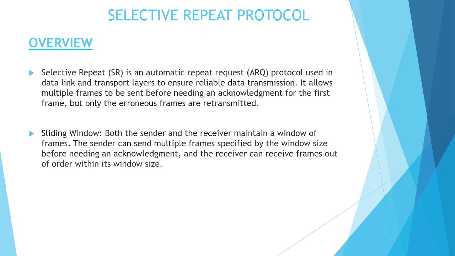Selective repeat is an automatic repeat request protocol used in data link and transport layers to ensure reliable data transmission. It allows multiple frames to be sent before needing an acknowledgement for the first frame, but only the erroneous or corrupted frames are retransmitted. Sliding window: both the sender and the receiver maintain a window of frames. The sender can send multiple frames specified by the window size before needing an acknowledgement. The receiver can receive frames out of order within its window size.